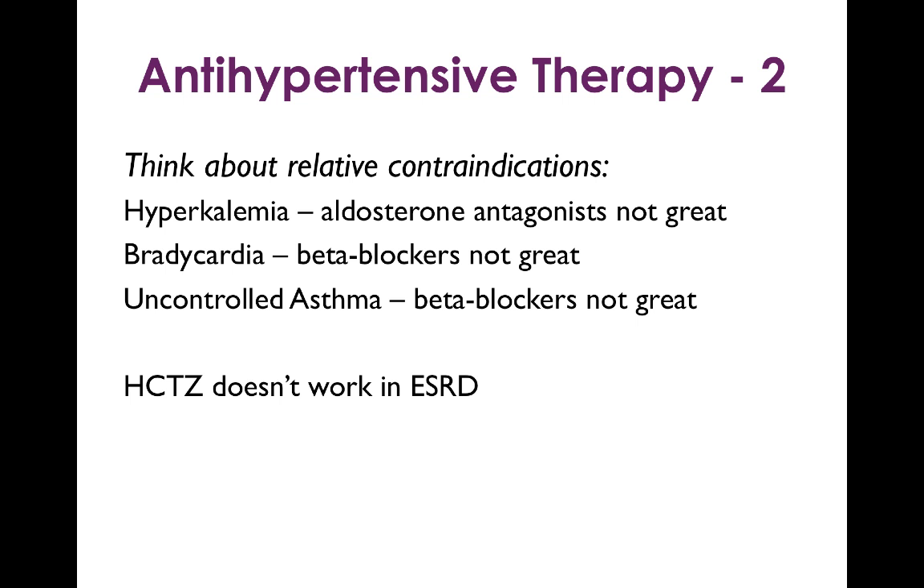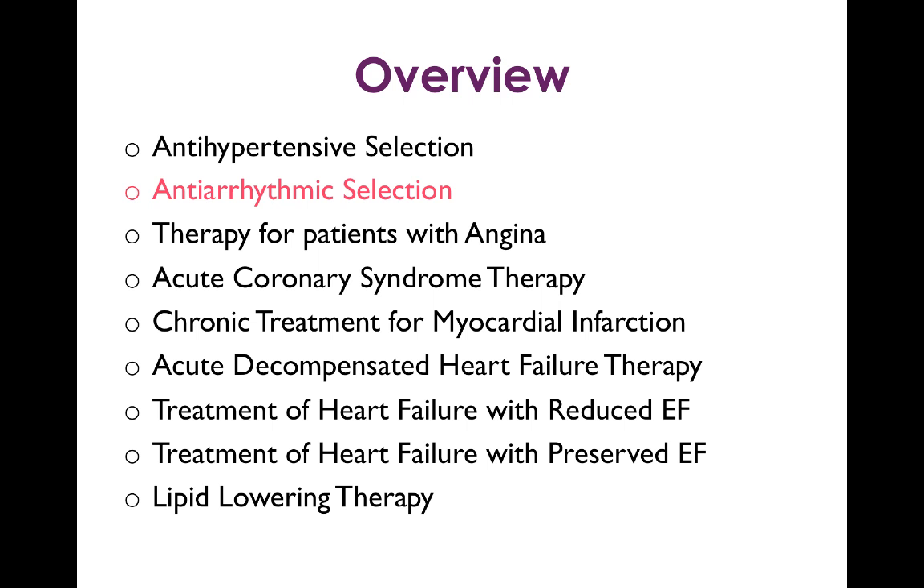You know, hyperkalemia, you wouldn't want to pick an aldosterone antagonist. Bradycardia, you wouldn't want to pick a beta blocker. Someone with uncontrolled asthma, you wouldn't want to pick a beta blocker. And also, just as another caveat, to note that hydrochlorothiazide, if the creatinine's above 2 or so, doesn't tend to work very well. So that's antihypertensive therapy, and so now let's talk about how to pick an antiarrhythmic drug.